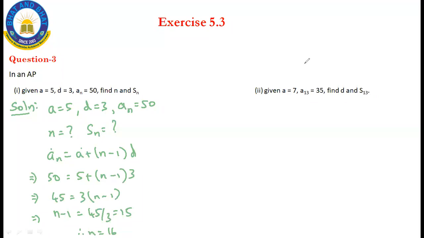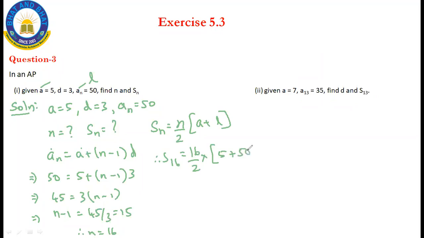Once I have found n as 16, I can easily find Sn. For this, what formula will I use? N by 2 into a plus l, I will go with this formula. I will not apply 2a plus n minus 1 into d. Why? Because I know a as well as an, and an is nothing but l. So therefore, S16 is equal to 16 divided by 2 into a is 5, l is 50. 8 into 55. 8 5s are 40, 8 5s are 40 plus 40 plus 4 is 44, so S16 is equal to 440. So these are the two answers.